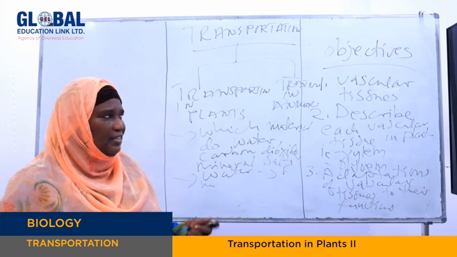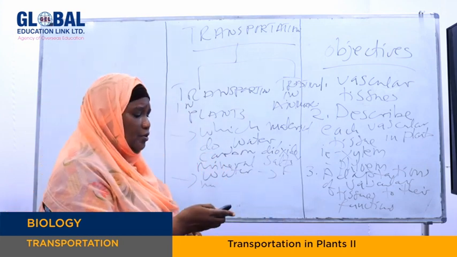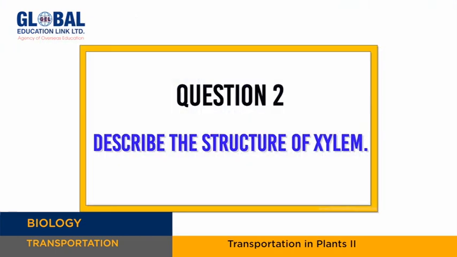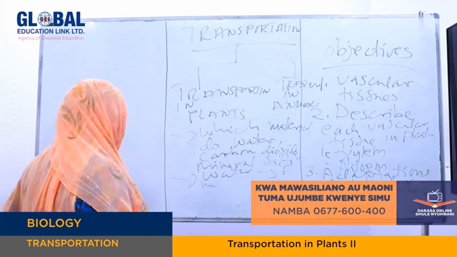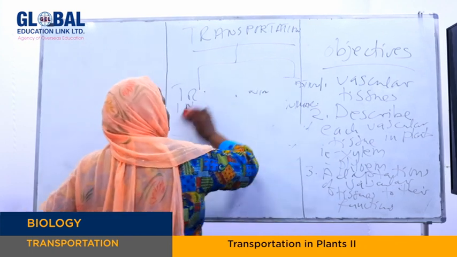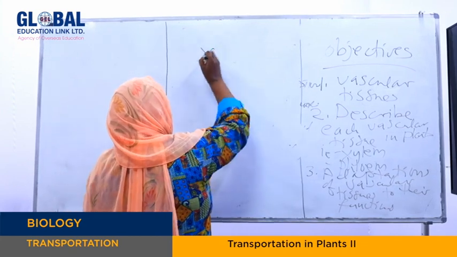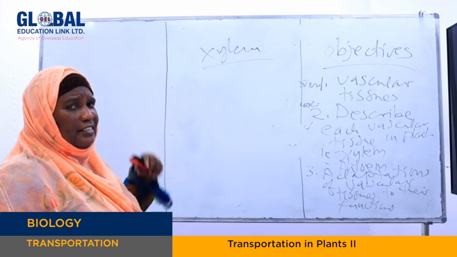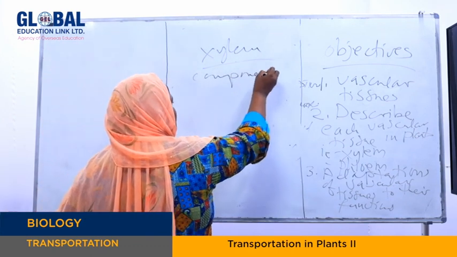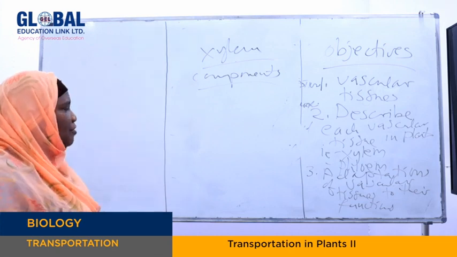I'm going to base on 7 questions. The first one you have already seen in my introductory part. The second question says: describe the structure of the xylem. You are required to make a description. And for the case of description, here, you are required first of all to know its components. Components of xylem. Xylem is composed of the following.